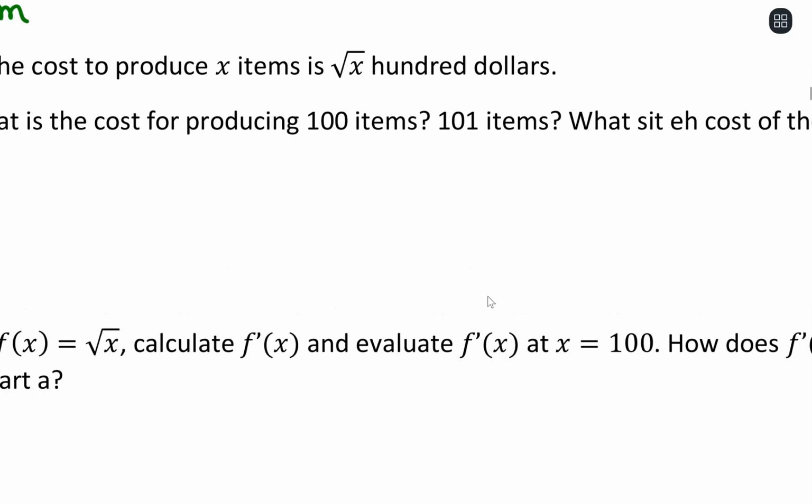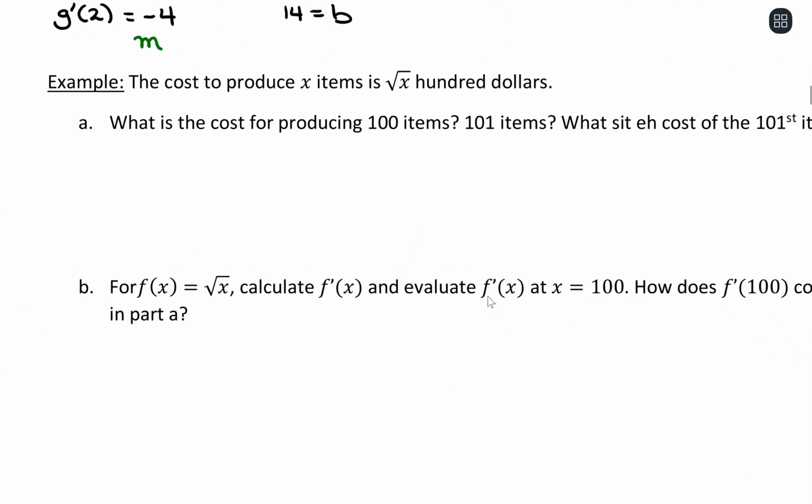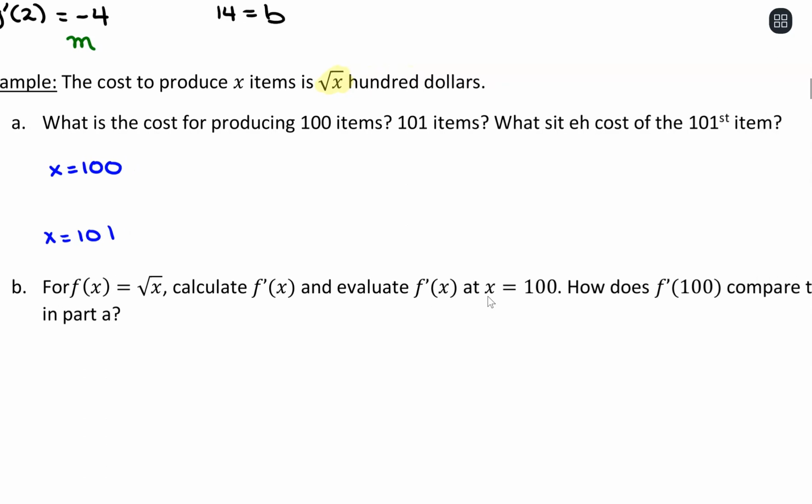Okay, one quick little word problem here, which I know is probably not a great thing to hear when we hear word problems, but we'll make it real quick. Our function is nice and simple with the square root of x, and that'll calculate cost. So we're looking at x equals 100, and then we'll look at x equals 101. And then we want to find, there's a lot of typos there, what is the cost of the 101st item, which will just be the difference in those two.